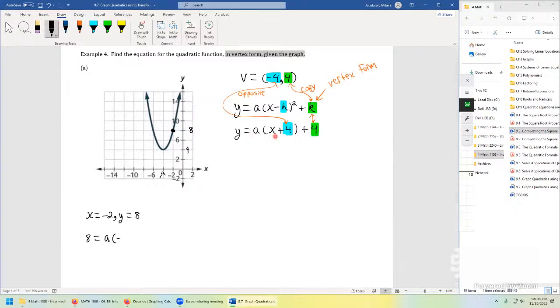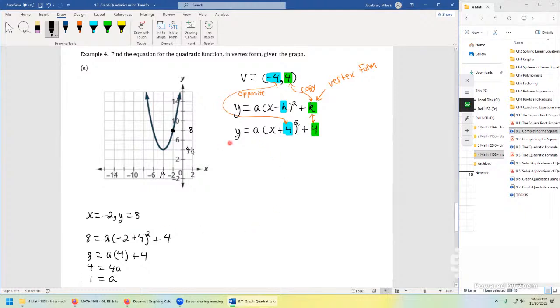Plug in -2 for x, +4. Looks like I forgot the power 2 there, so don't forget the power 2 as well. +4. And then let's just solve this equation down here for a. This becomes 8 equals a times, this is a +2 squared, so it's just a 4, +4. Subtract 4 from both sides, and 4 equals 4a. Divide by 4, and 1 equals a.